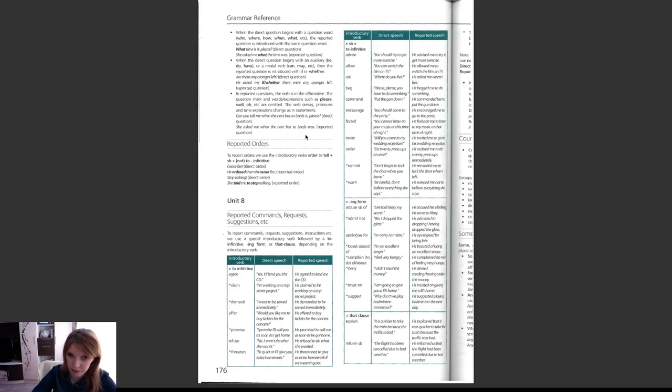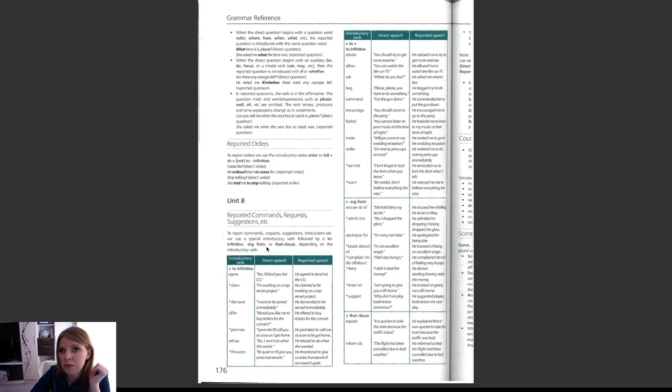So, to report commands, requests, suggestions, instructions, we use a special introductory verb followed by either to infinitive, ing form, or that clause, depending on the introductory verb. Для того, чтобы мы выразили команду, требование, запрос, предложение какое-либо, передали инструкцию, мы можем использовать целый спектр глаголов, но с одной оговоркой. За разными глаголами должны идти разные глагольные формы. Либо форма инфинитива, либо форма герундия, либо придаточное предложение, вводимое словом that.